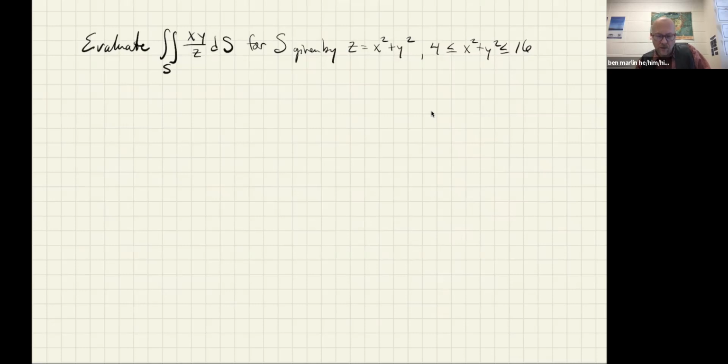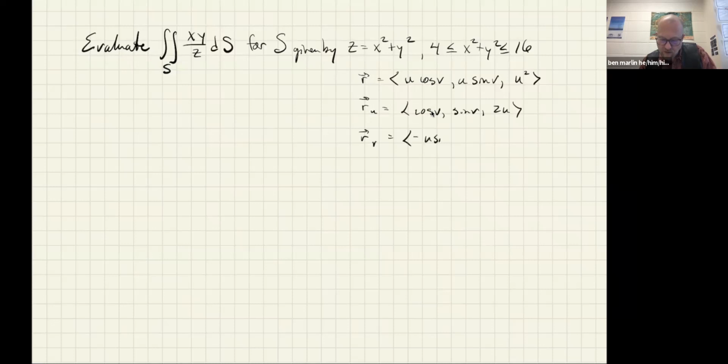Okay. So this one here, if you see your surface that you've got here is a paraboloid, then that lets you say that your r vector is going to be equal to just a u cosine v again, a u sine v again, and then the z turns out to be u squared. So when you do the r sub u, cosine v, sine v, 2u, and the r sub v, minus u sine v, u cosine v, and 0. This should all feel super duper familiar.